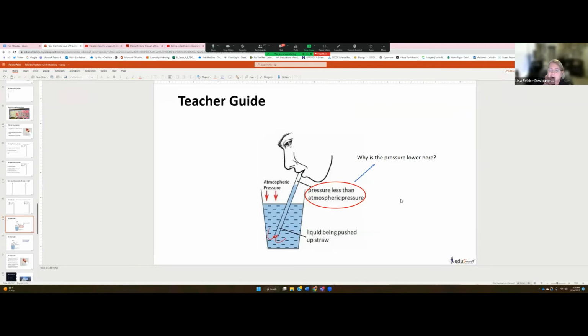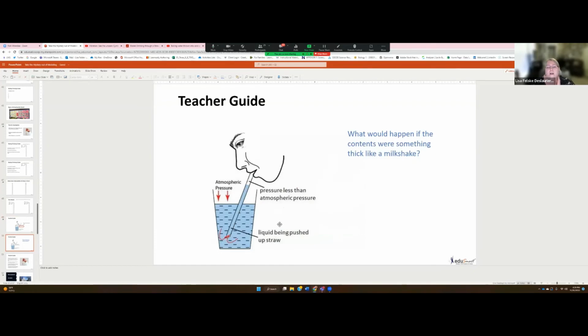Not expected to know, but just in case. It has to do with Bernoulli's principle, that the faster a fluid is moving, the lower its pressure. And so that makes the pressure inside the straw less than the pressure of the atmosphere, and it pushes the liquid up. Kids do not have to be able to explain that part, okay?